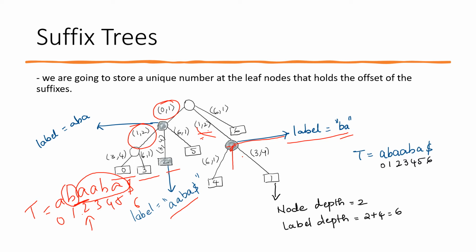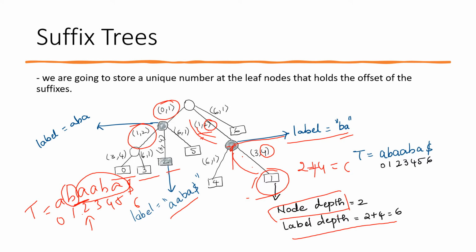the depths into two different types of depth. It's a node depth and a label depth. The node depth, for this particular leaf node, is 2, so it's 1 and 2. It's 2 levels deep, so we're just giving a node depth. For the label depth, we have to add the length of the edges, so it's 2 plus 4 is 6.